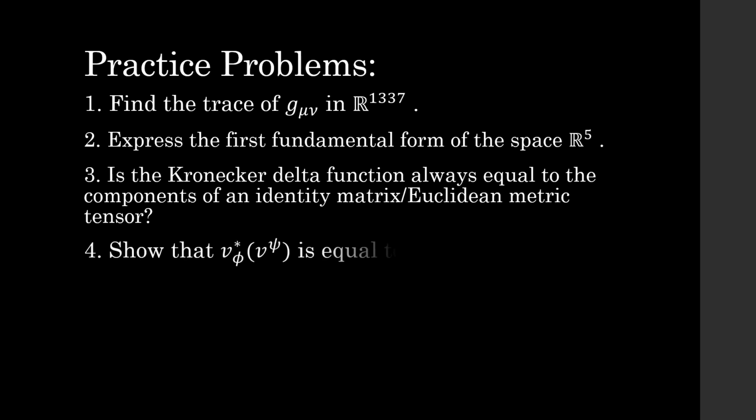Number 4, show that V star sub phi acting on V upper psi is equal to V upper psi acting on V star sub phi. Basically, I'm just asking you to show the commutativity between the dual vector and the vector. Number 5, analyze the metric tensor G mu nu acting on the covariant rank 4 tensor T upper mu lambda sigma omega.